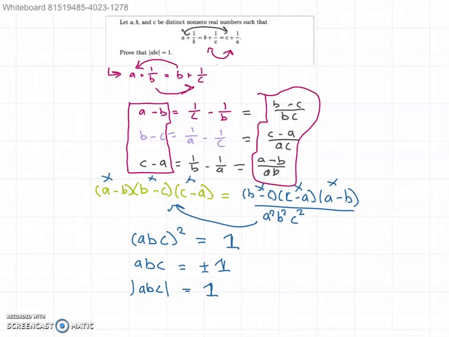Okay, so that concludes the proof for this problem. So the main idea is, instead of trying to actually find the values of a, b, and c, we can just try to do some algebraic manipulations to get our final goal of finding the absolute value of abc.